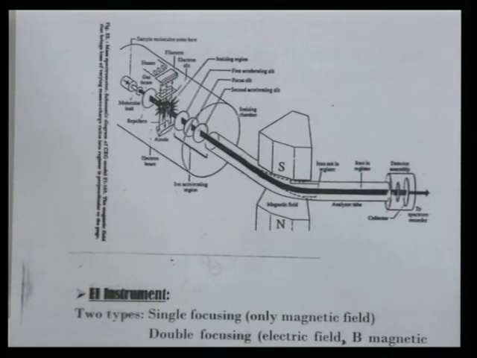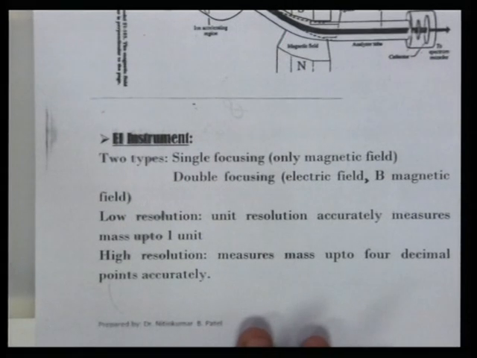That is why it goes to the detector region and the data will be recorded, and at different m/z values they are plotted in the graph. Now, the EI instrument, the electron impact instrument.